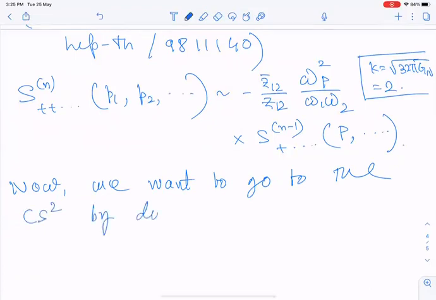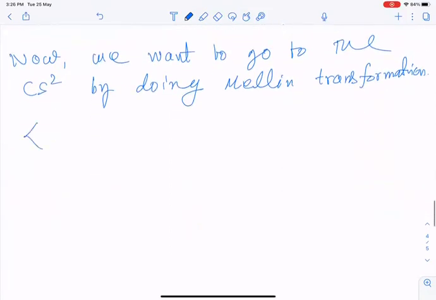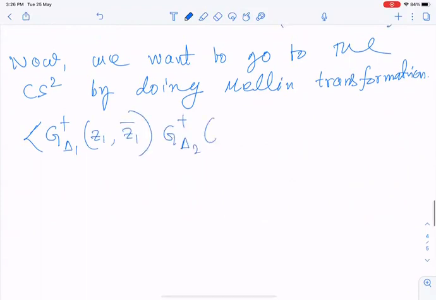CS2 by doing Mellin transformation. Basically, we want to take the OPE. So the Mellin amplitude we can define like this. And then we have some bunch of operators.